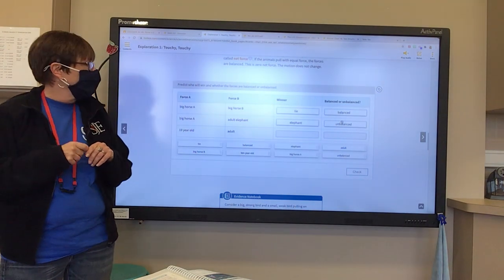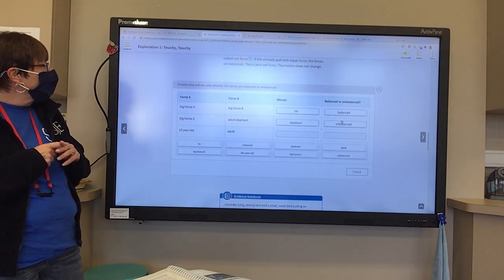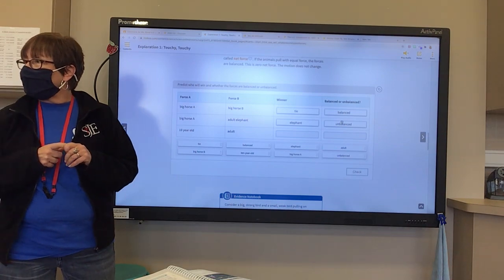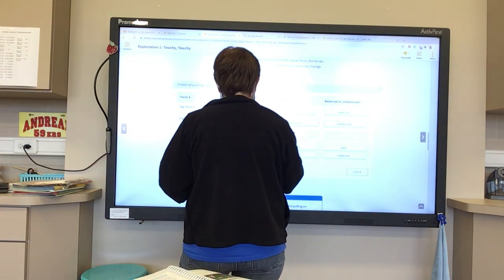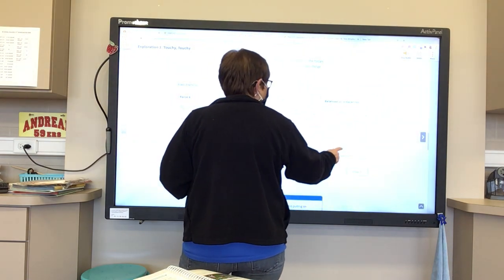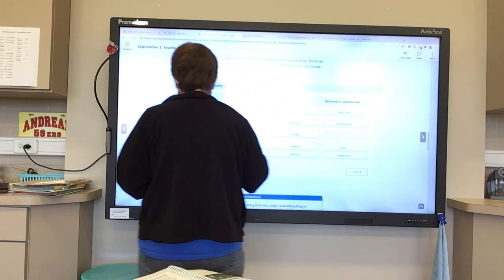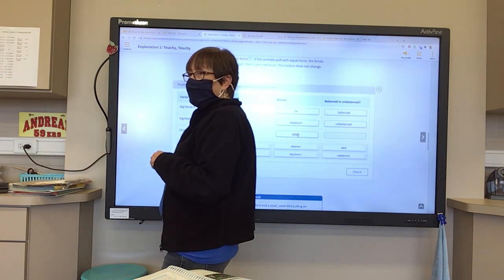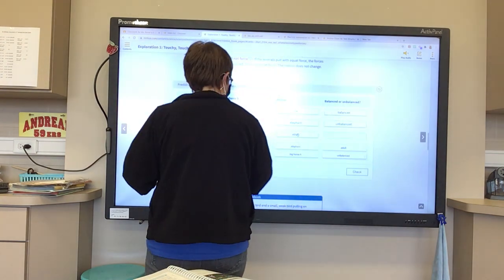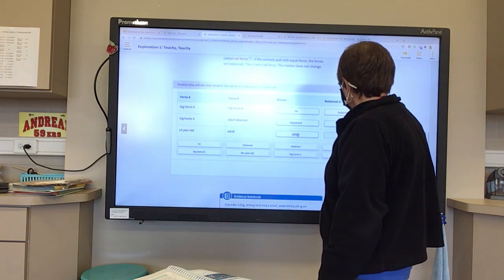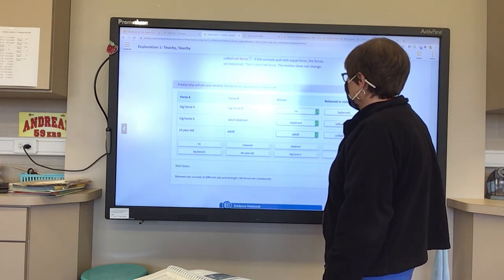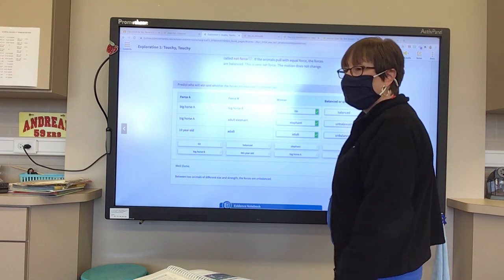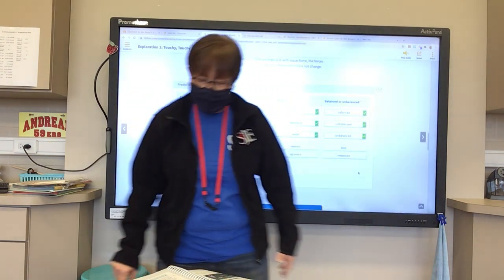Okay, Johnson. A 10-year-old or an adult, who's going to be the winner there? An adult. And is it going to be balanced or unbalanced? Jensen, balanced or unbalanced? Let's see if we're right. Yes, good job.